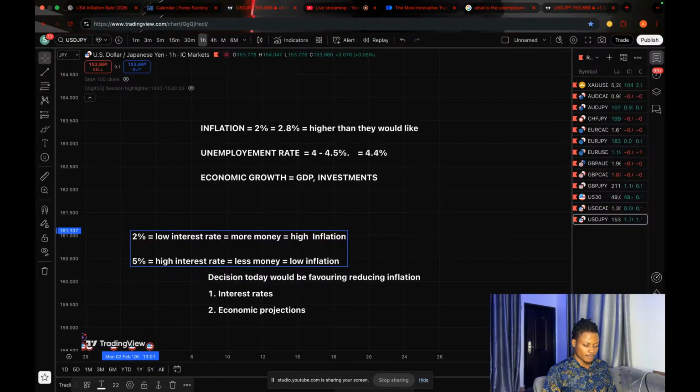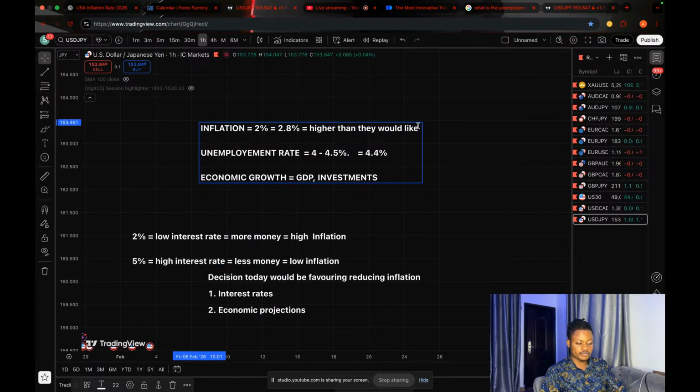Okay. So these are the two things. But now come and see something. Either they increase the interest rate or they reduce the interest rate. So from these two things, inflation is currently high. What do the Feds want to do? It's higher than they like. They want it to be around 2%, but currently it's at 2.8%. So they want to reduce interest rates. How can they reduce interest rates? By what?